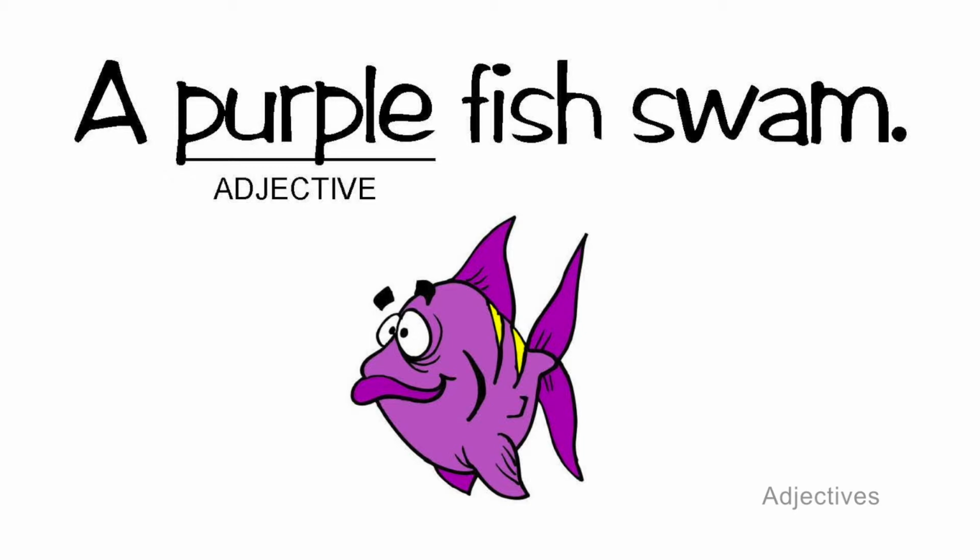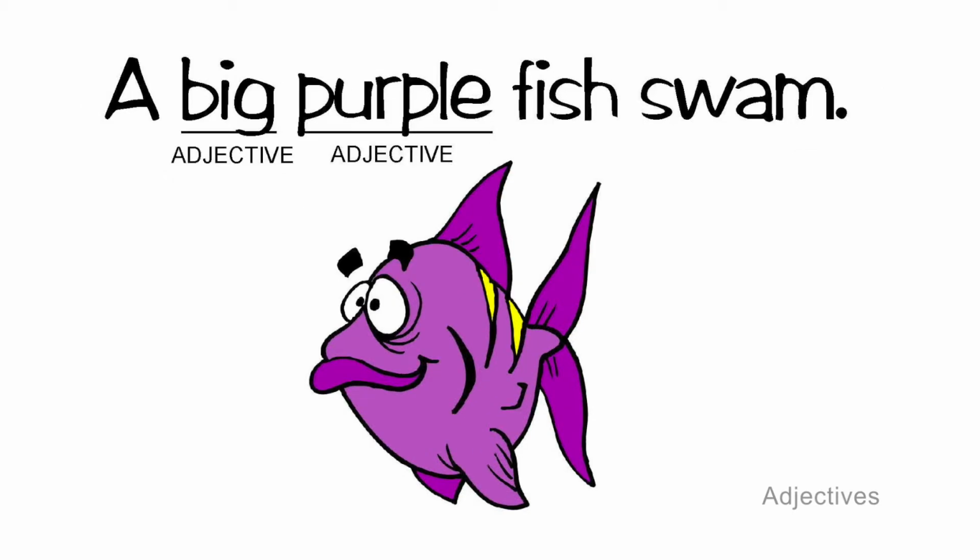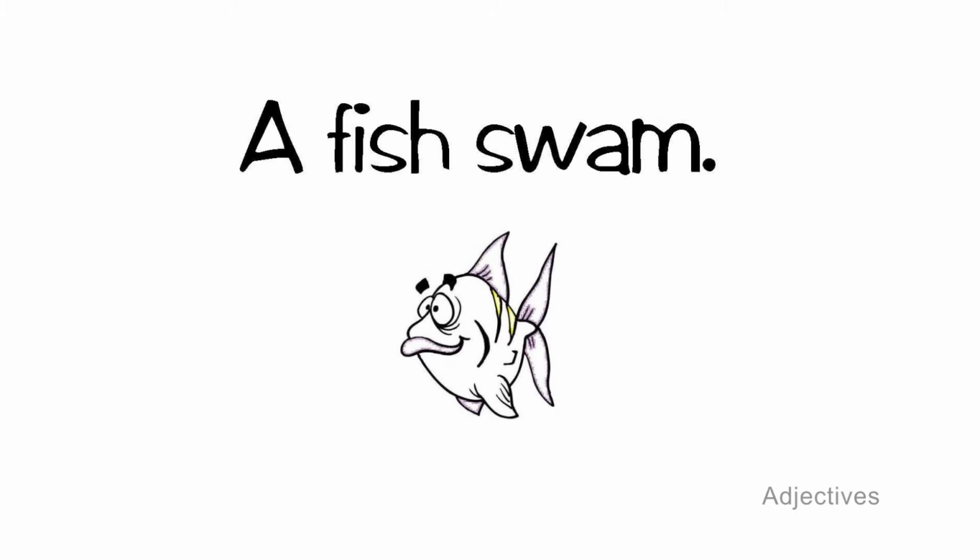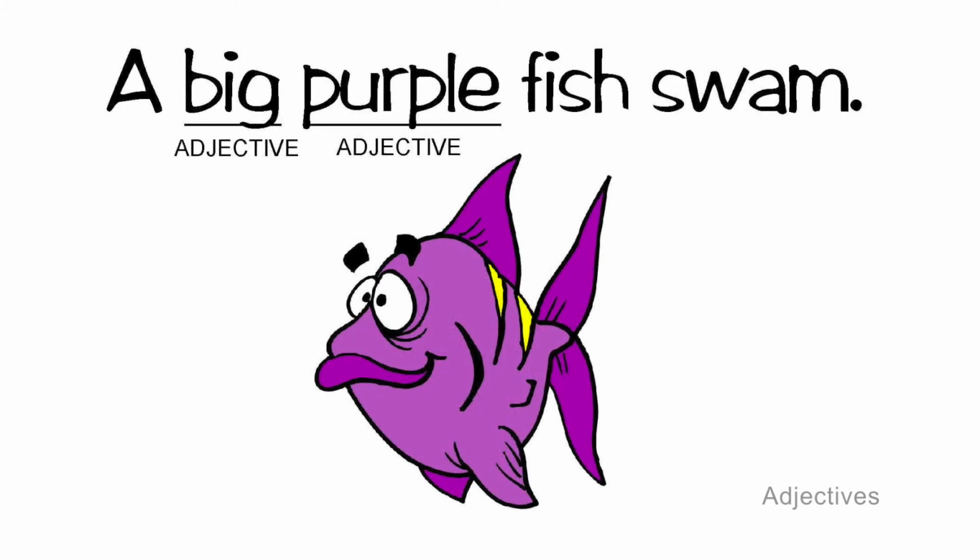So maybe we add another adjective to add more detail, describing the size of the fish. So we could use the word big. Now we have a big purple fish swam. So you can see how using adjectives helps to add more detail to your writing. So we start with kind of a boring sentence, a fish swam, and we end with a much more colorful and detailed sentence, a big purple fish swam.